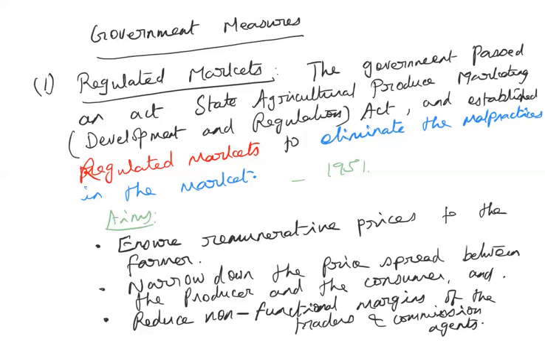Because of that, the non-functional margins are reduced. That is, they cannot charge extra, they cannot charge more commission, they cannot make more profit than what is prescribed by the government. Only then will the commission agents be given the licenses.